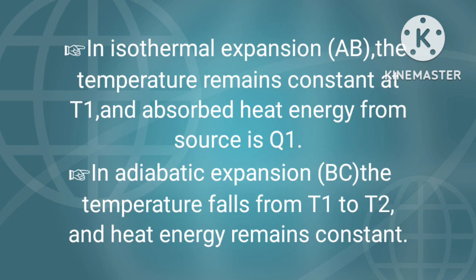In isothermal expansion AB, the temperature remains constant at T1 and the heat energy absorbed from the source is Q1. In adiabatic expansion BC, the temperature falls from T1 to T2 and the heat energy remains constant.